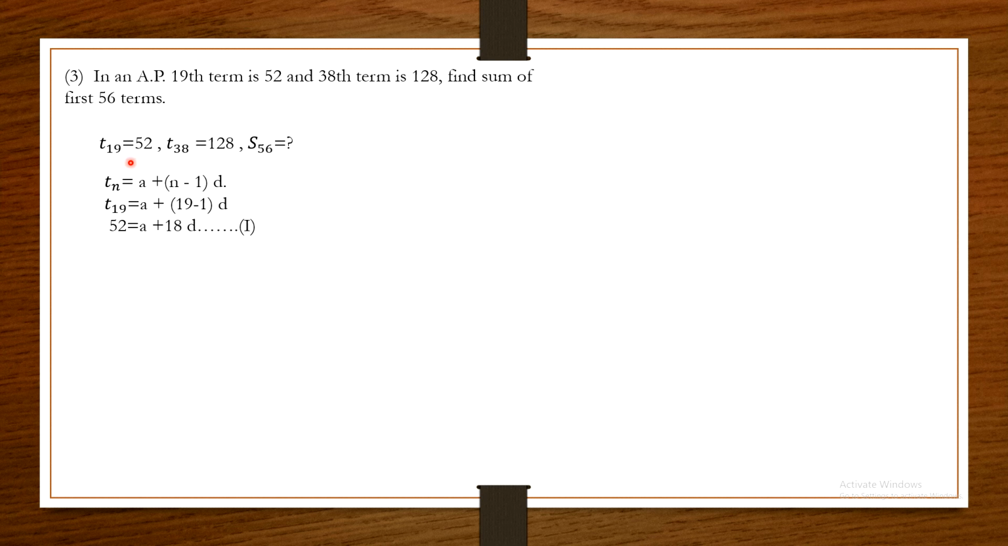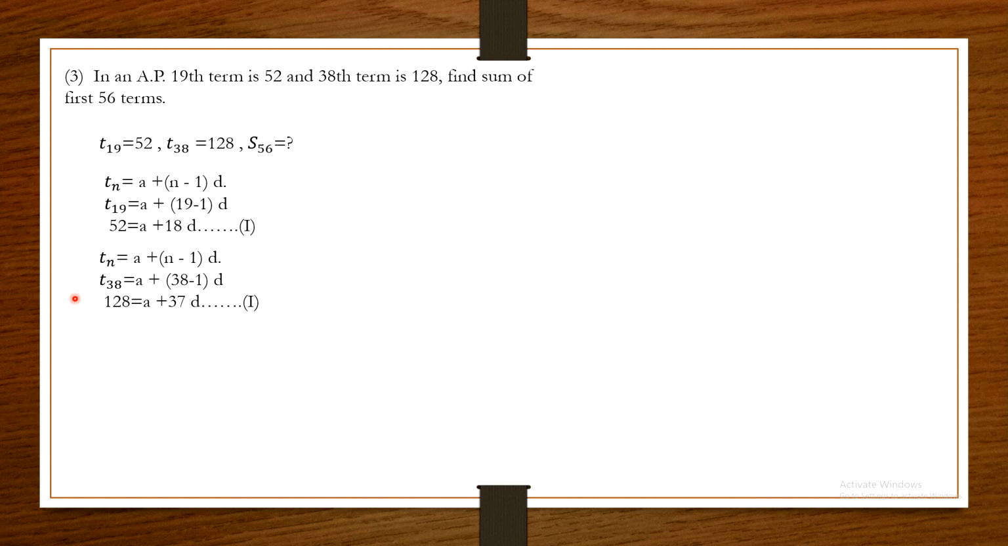That means T19 is given as 52. So 52 equal to A plus 18D. This is the first equation. Similarly, write the formula of Tn once again and substitute n equal to 38. We will get T38 equal to A plus (38 minus 1)D. So 128 equal to A plus 37D.